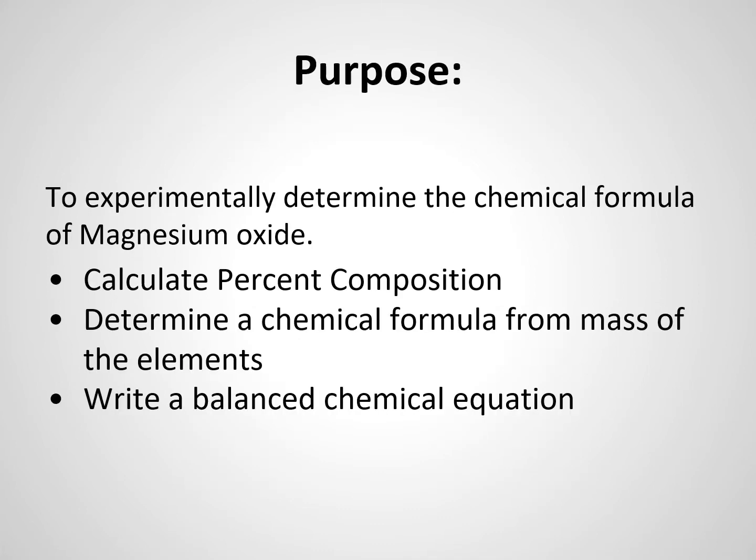So that's our purpose today, to determine the chemical formula of magnesium oxide by calculating the percent composition of magnesium and oxide in our sample. We'll also be determining the chemical formula from the mass of the elements, and we will learn how to write a balanced chemical equation.